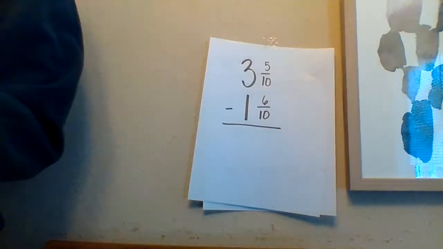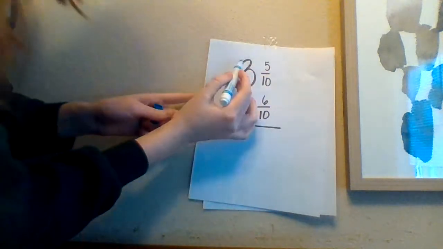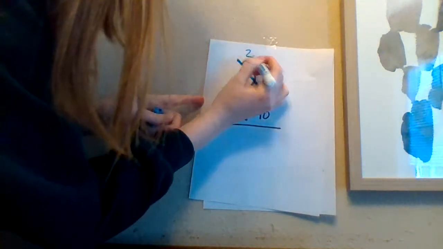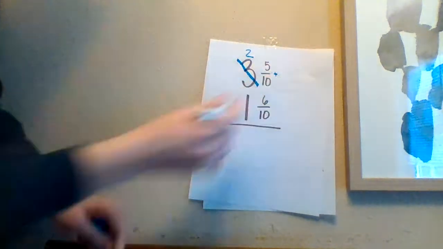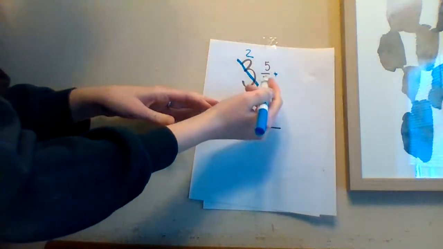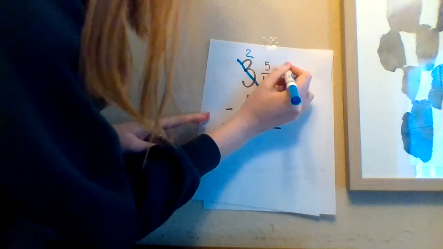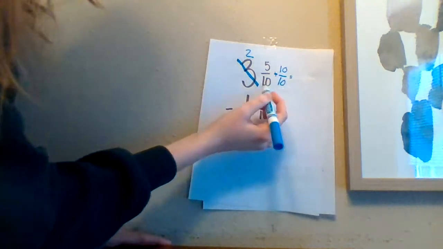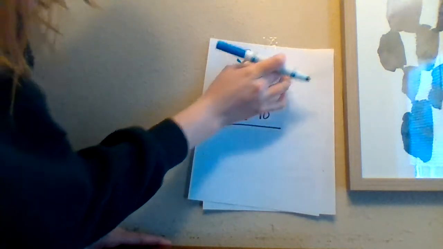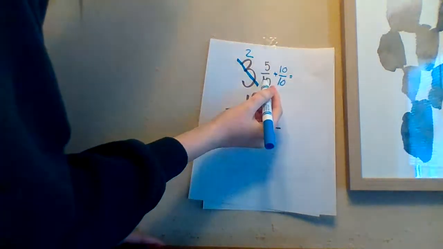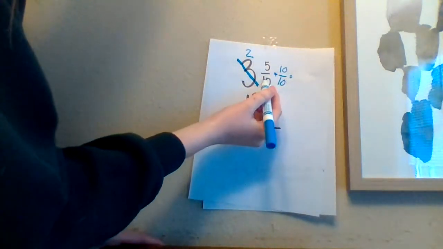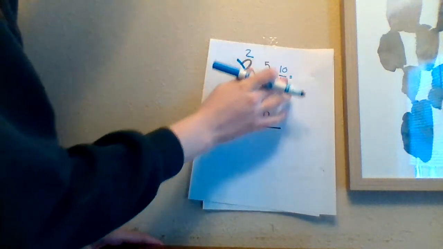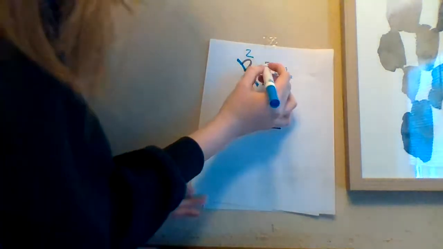So again, option 1 was you could take 1 away from here, that becomes a 2, and then add a whole onto this. So if we add a whole, look at the denominator. A whole, we've talked about, would be 10 tenths in this case. Every time you have a different denominator, that whole is going to look different. So if this denominator were 6, a whole would be 6 sixths. If this denominator were 8, a whole would be 8 eighths. In this case, a whole is 10 tenths. So then I add it on.